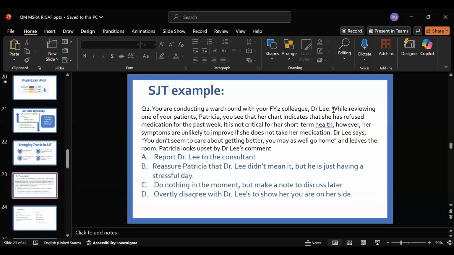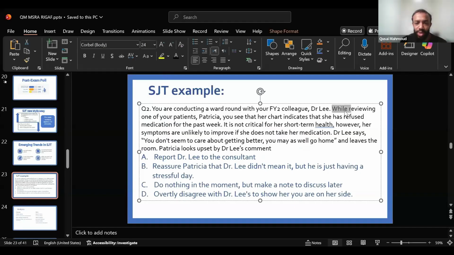And they are emphasizing that by saying "while reviewing." So you are actually in the ward round. So the patient refused. That's fine. And it is not critical. That's a fact. So there's no immediate patient safety issue. That's fine. But it's for the quality of life and symptom management.